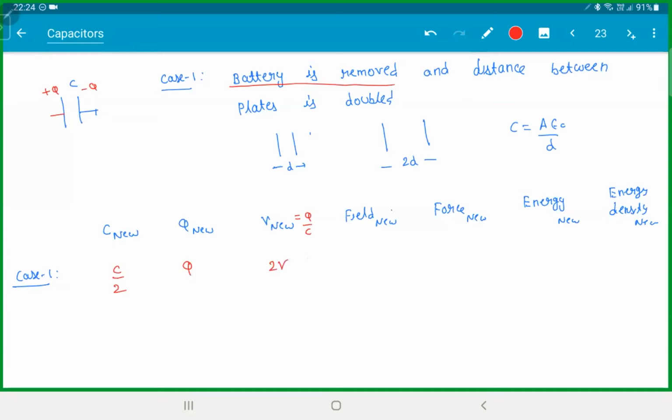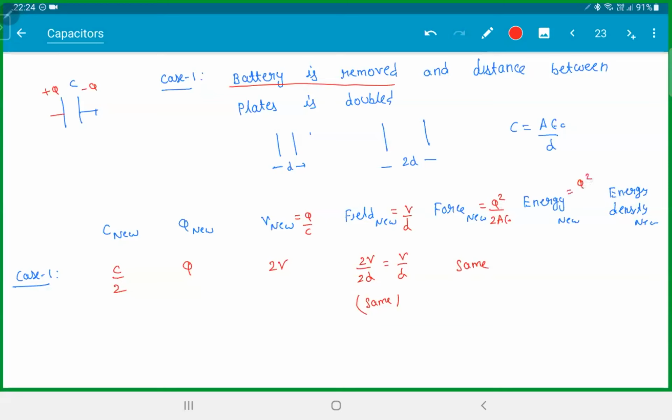What is the field? Potential difference by distance. Potential difference is double. Distance is also double. So the field will remain same as before. Are you getting how I'm doing this? Next, what is the force between the plates? Q square by 2A epsilon. Q didn't change, area didn't change, epsilon didn't change. The force will remain same.